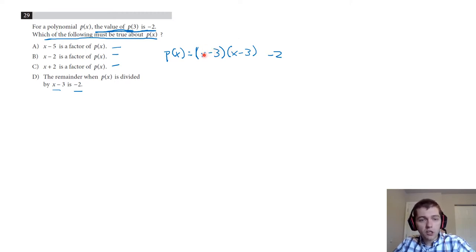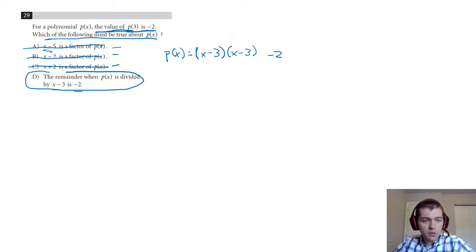So you can go back to your possible solutions. X minus 5 is a factor? No, it is not a factor. X minus 2 is not a factor. X plus 2 is not a factor. Only x minus 3 is a factor, which means that D is your correct solution. The remainder when P of x is divided by x minus 3 is negative 2.